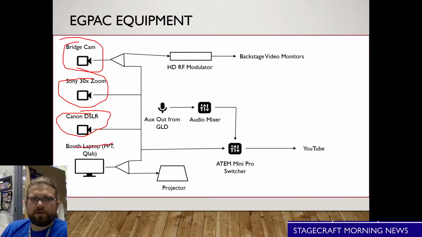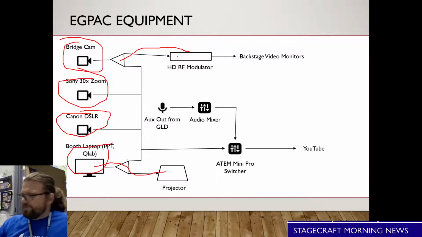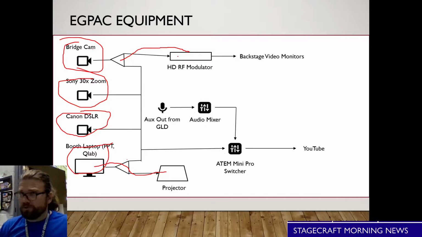And then I've got a laptop up in the booth. Now, the bridge cam and the booth laptop, I have them split out, because for the booth laptop we also need to talk to the projector. So I have a splitter for that. And for the bridge cam, I have a splitter that goes to what's called an HD RF modulator, which basically makes its own TV station. And then that goes to the backstage monitors, so when you're doing shows, you can see backstage or in the wings or whatever.